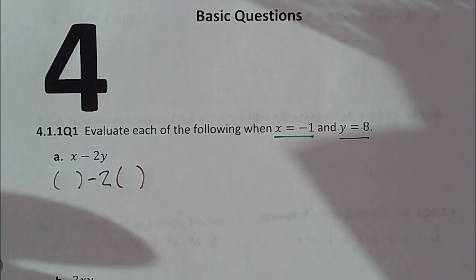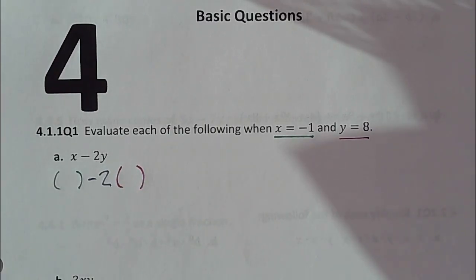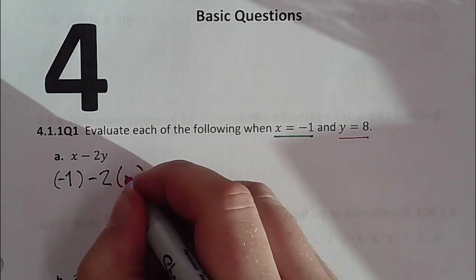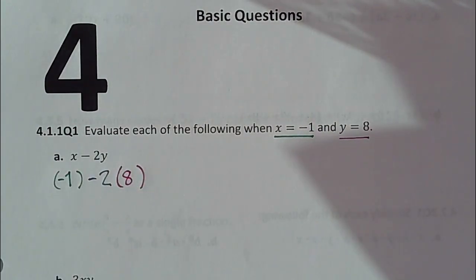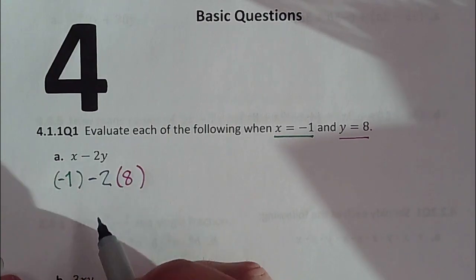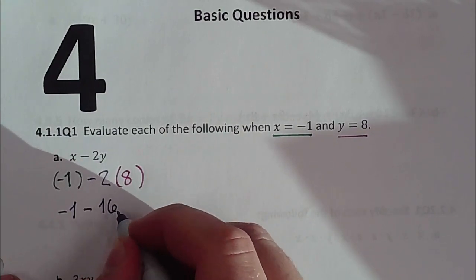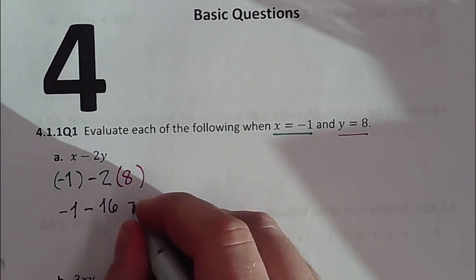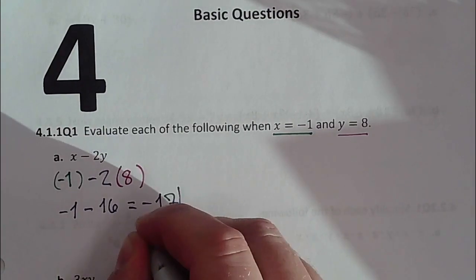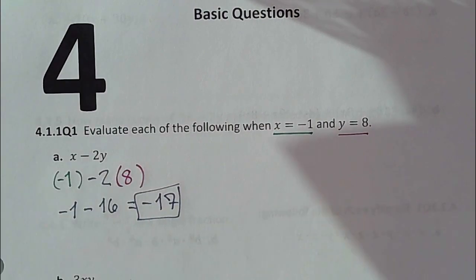And so if we plug in those values for x and y, again, doing so in parentheses, we know that x is negative 1. And we know that y is positive 8. And these parentheses are important. If they aren't there, you might miss a double negative sign. We'll talk about that later. We get negative 1 minus 2 times 8. Well, 2 times 8 is 16. And so we get negative 1 minus 16. And that'll come out to negative 17. So there's our evaluation of x minus 2y when x is negative 1 and y is 8.